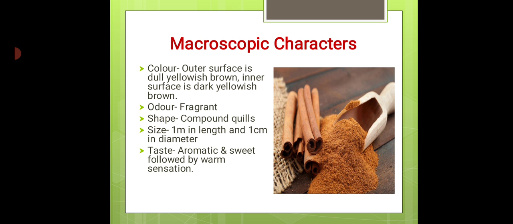Then macroscopic characters of cinnamon. So, what is the color of cinnamon? Any guesses? The outer surface of cinnamon is dull yellowish brown and the inner surface is dark yellowish brown. Then odor is fragrant. Shape is compound quills. And size of the cinnamon is 1 meter in length and 1 centimeter in diameter. Then taste is aromatic and sweet, followed by a warm sensation.